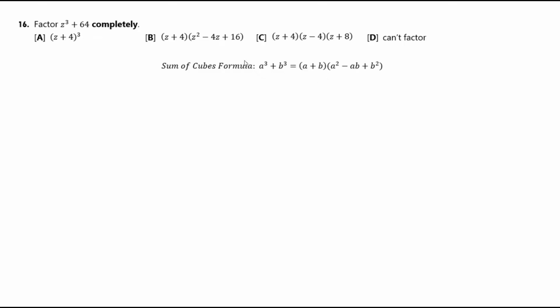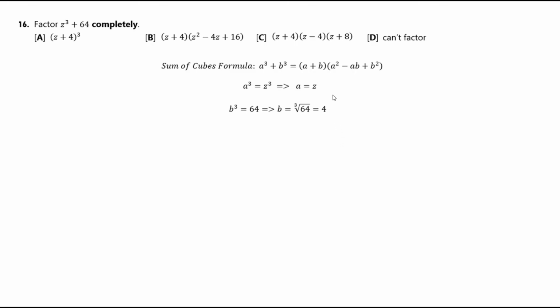So what we need to do is identify what a is and b is. So we know that a cubed is z cubed if you were to match those together. And we can see that b cubed has to be 64. So then if a cubed is z cubed, that means that a is z in the formula. And if b cubed is 64, well, to get that, we need to take the cube root of 64. So that's going to be 4, since 4 times 4 times 4 is 64.